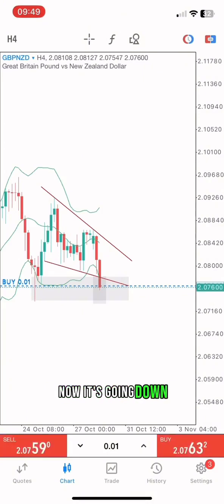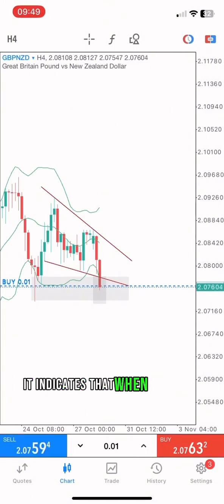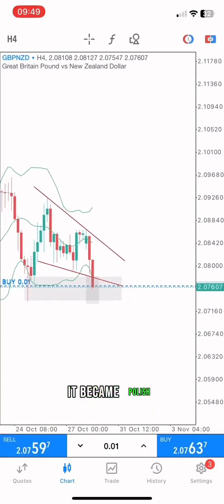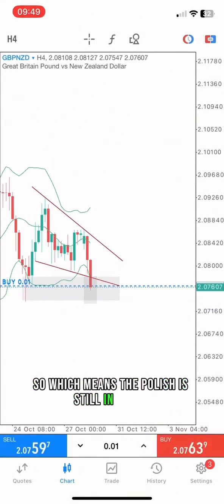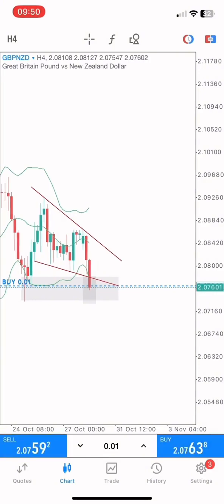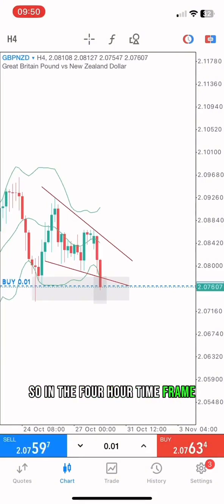Now it's going down, but it has reached the shadow zone area, the area of confluence. You can look to the left there, there's a long wick. It indicates that when price got there, it became bullish. So which means now that to the recent, it has just started to retest to the right. It had made that point, so which means the bullish is still in power.